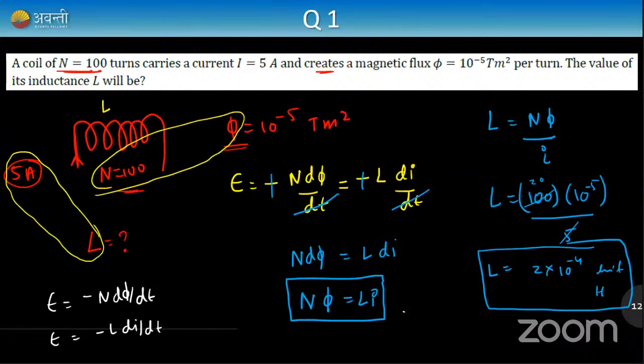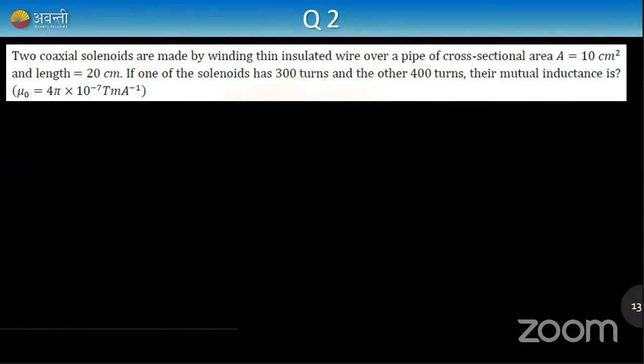Okay, so moving ahead. Let us try to understand what's going to happen in this question. The first step is to understand the question very clearly. Two coaxial solenoids. So I have two solenoids. One solenoid is here, then there's one more solenoid here. Coaxial means they have the same axis. No problem.